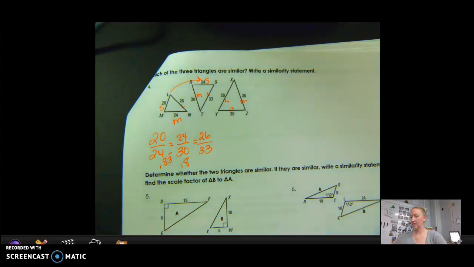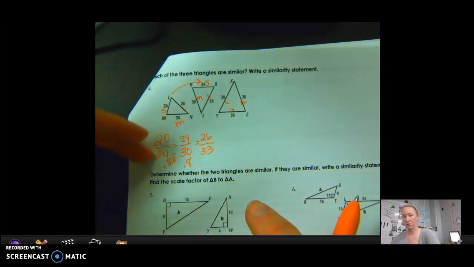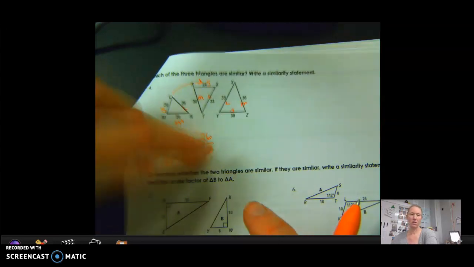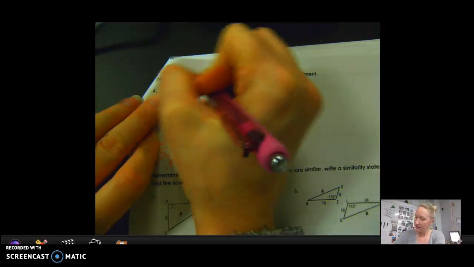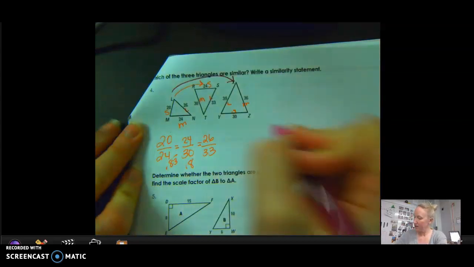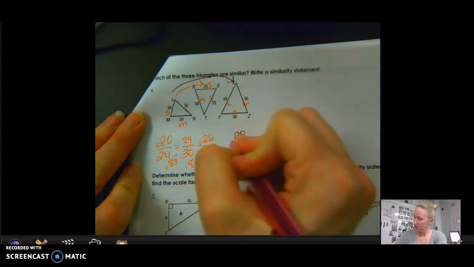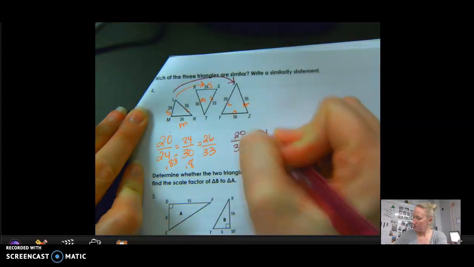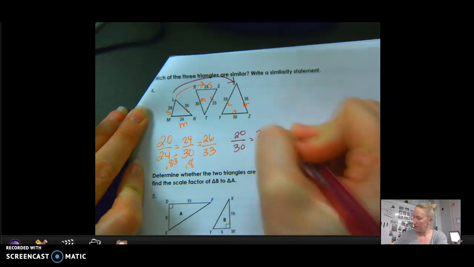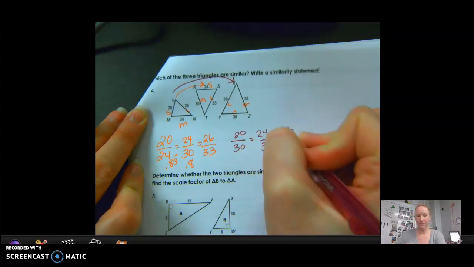Guys, the other thing is I could have flipped and made this 24 over 20, 30 over 24, or 33 over 26. And I would have divided it. I would have gotten a number over 1, but you should still see if all of them are equal to one another. I'm now going to see if this is similar to this guy. So we're going to go small over small, medium over medium, and large over large.